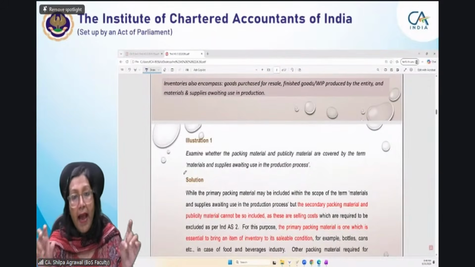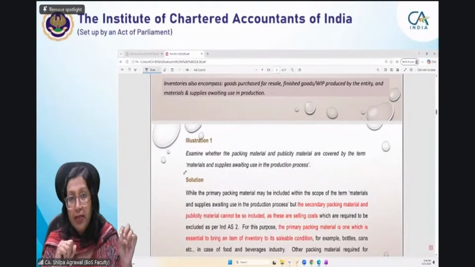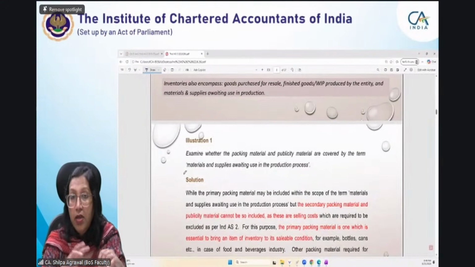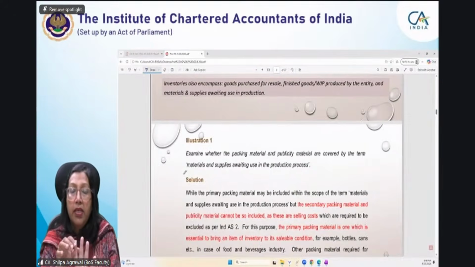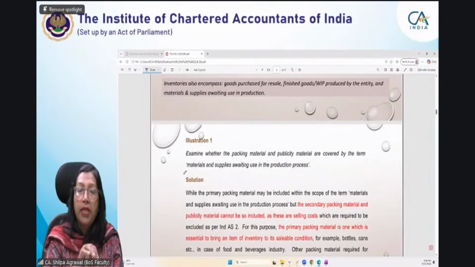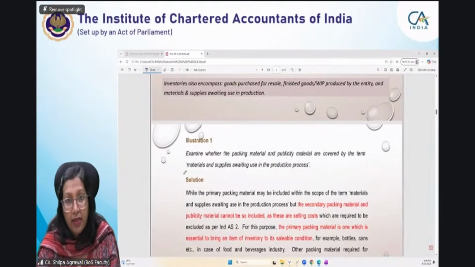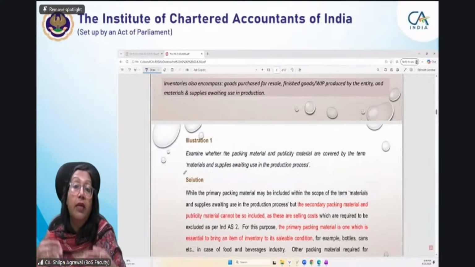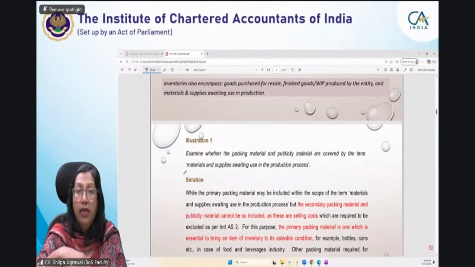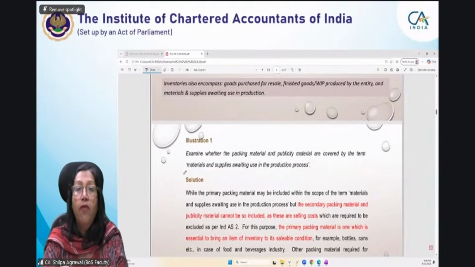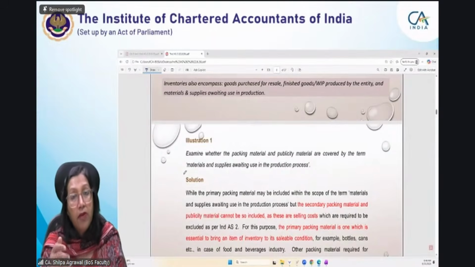So these packing materials, whether they will also be considered as inventory or not. We split our packing material into two parts: primary packing material and secondary packing material. Secondary material is something like a carry bag, which you need to give at the time of sale, and that won't be considered as part of inventory.